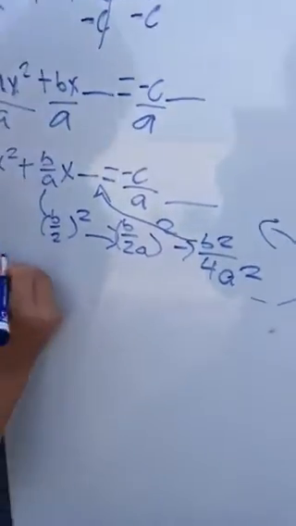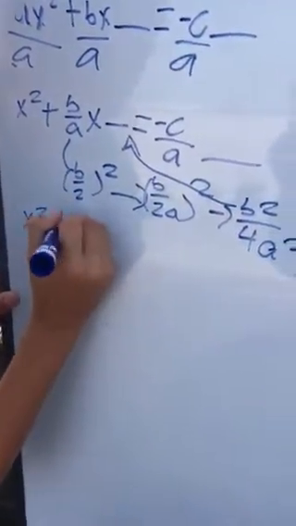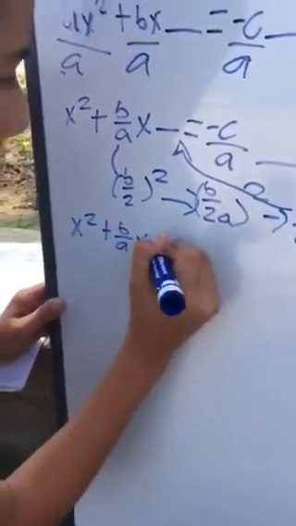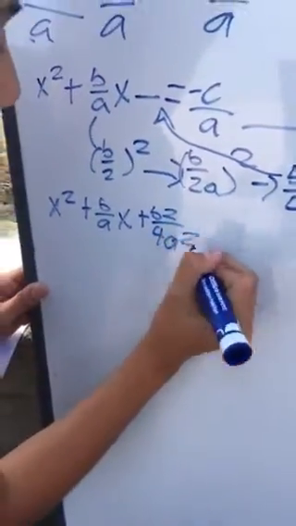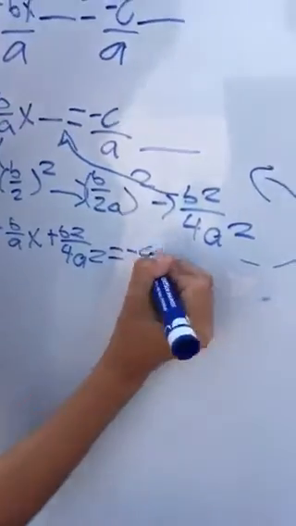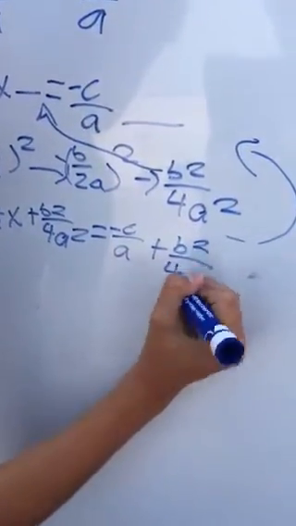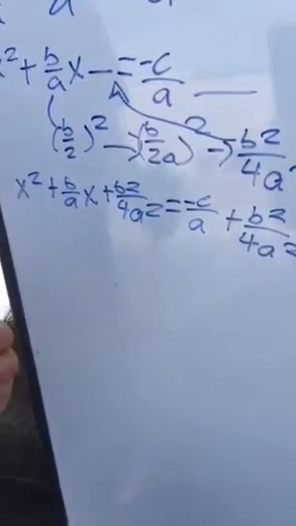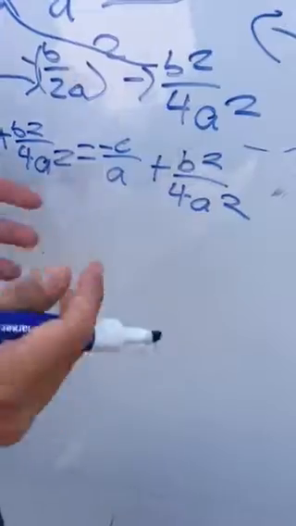So we're going to get x squared plus b over a x plus b squared over 4a squared now equals negative c over a plus b squared over 4a squared. Now, our next step, we can't do anything over here right now, because we gotta make them combine.